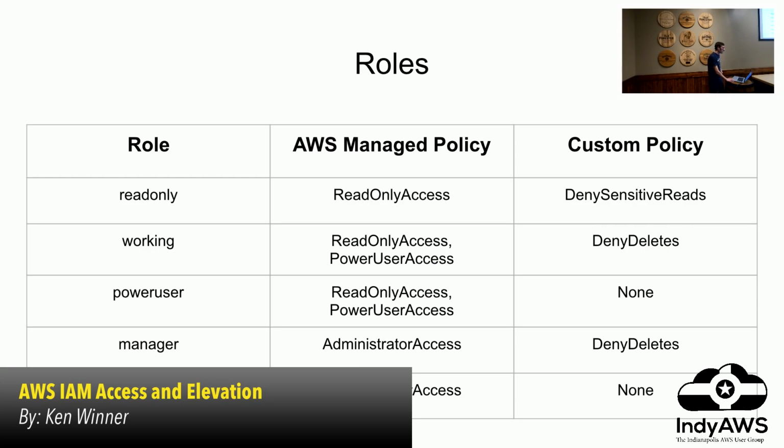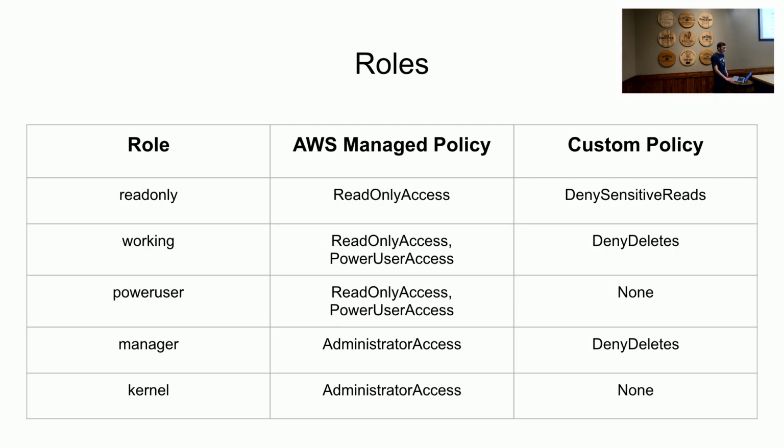So here are our roles that we use. We have a read-only, a working, a power user, a manager, and a kernel role. Read-only is for things like prod mostly, or if we're going into an account for discovery. It's pretty much the default AWS managed policy for read-only access, but then we have a custom policy called deny sensitive reads, which I'll cover in another slide.